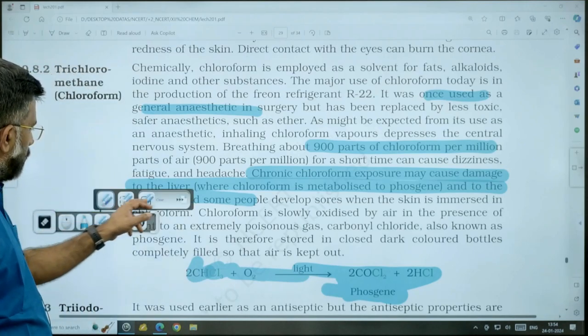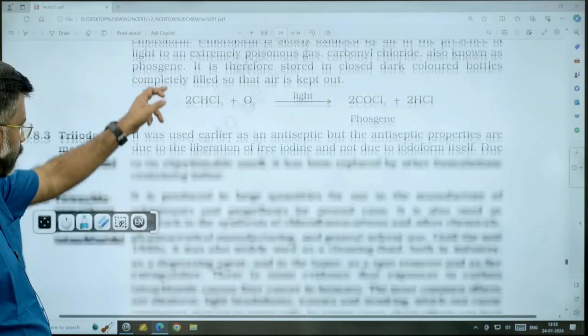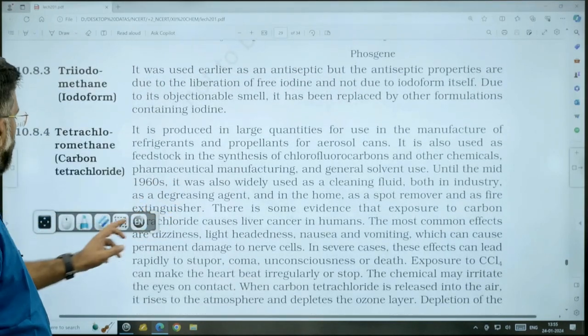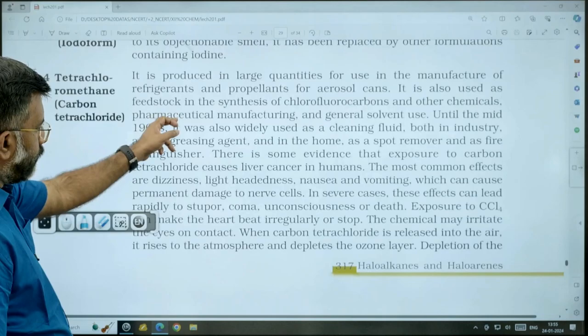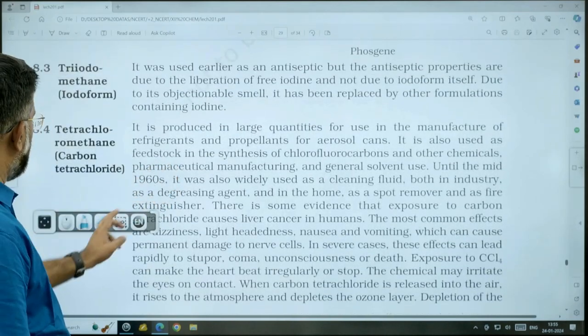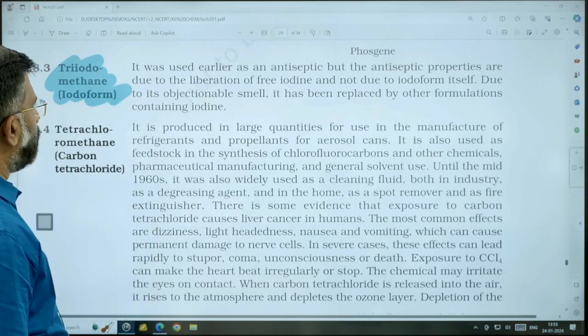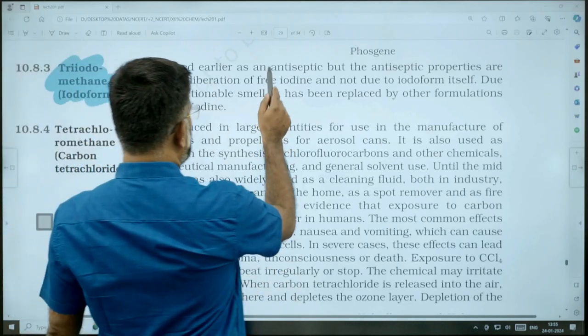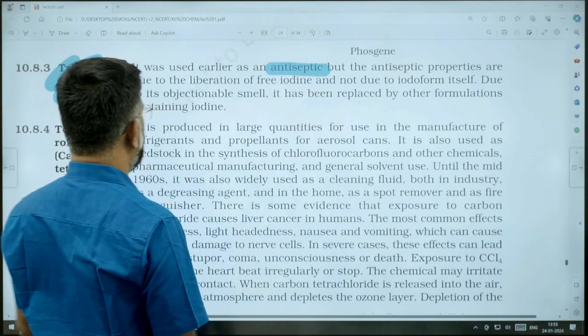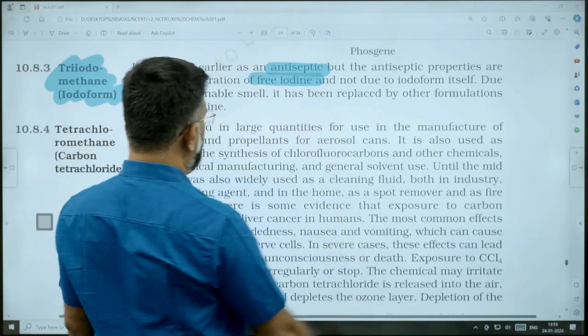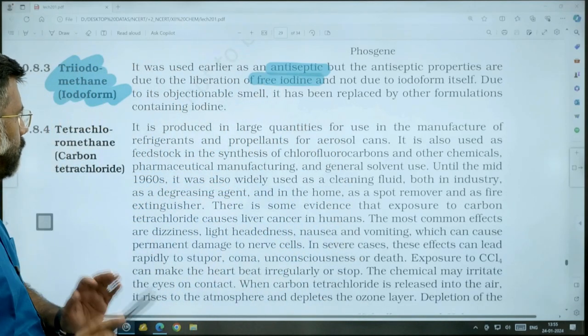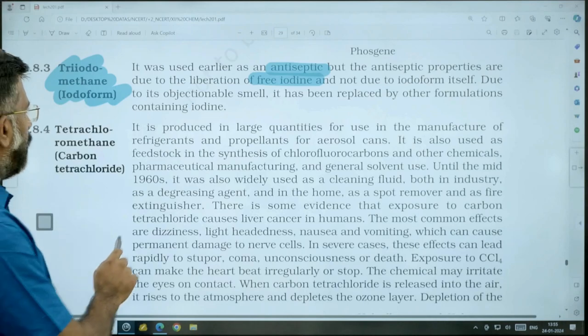So that's about chloroform. Then triiodomethane, iodoform, CHI3. It was used as an antiseptic, but the antiseptic action is due to free iodine generated, not by iodoform, which has an objectionable smell.